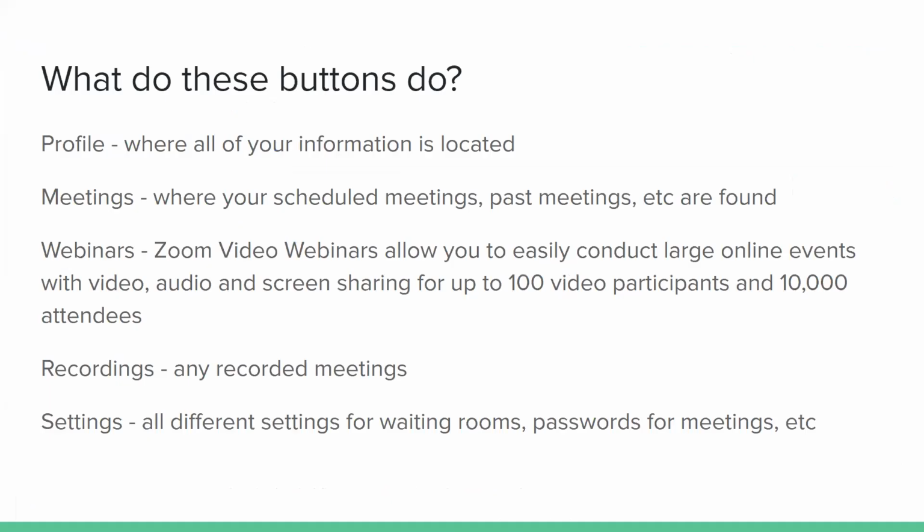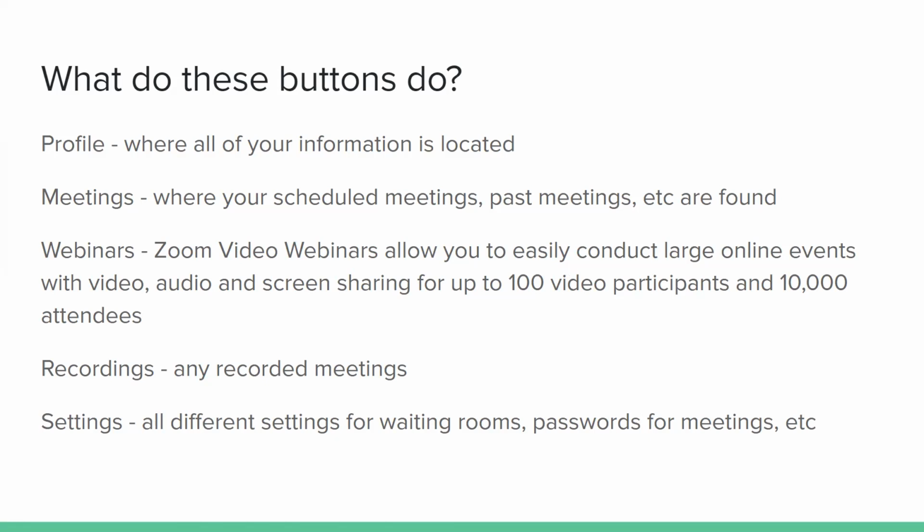So what are these buttons? Profile. This is where all your information is located. So your name, your username, password, etc. That's just like, for example, your profile on Facebook or your profile on your email address. The meetings is where your scheduled meetings will be, your past meetings, etc. That's where these will all be found.